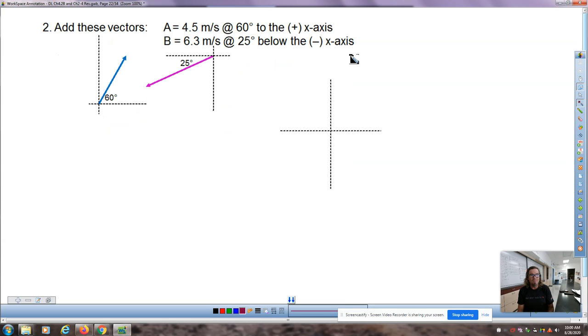Adding vectors, this did not make it onto your test. So this might be one of those places where you kind of fast forward, but you want to take the time to go over it. Vector components and adding vector components is just a wonderful skill to have in a class like this.